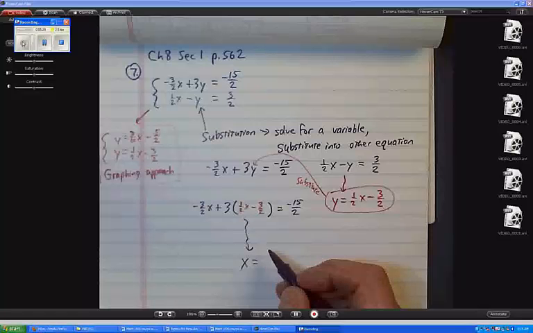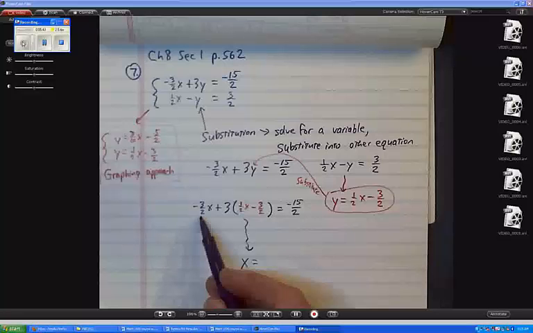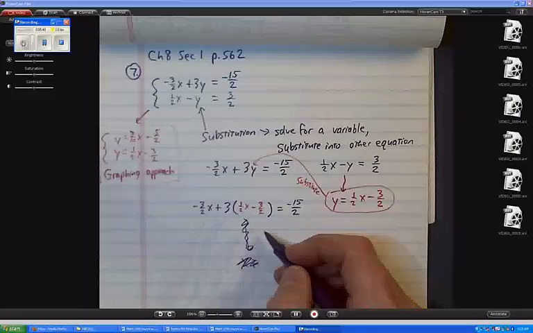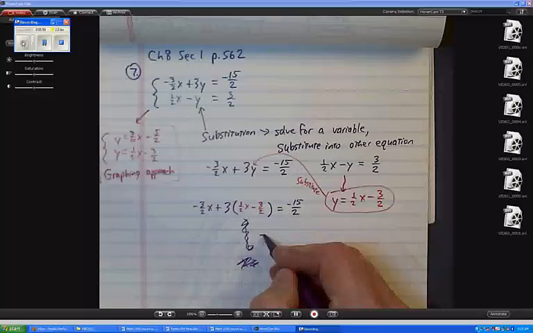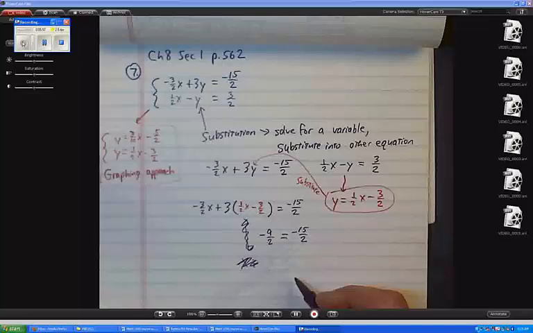No solution. Really? Number 7 has no solution? Oh, I find that hard to believe. Oh, I see what happens. Because you get negative 3 halves x plus 3 halves x. Oh, wait a minute. So you're saying that the very next line would say negative 9 halves equals negative 15 halves. Oh, no solution.